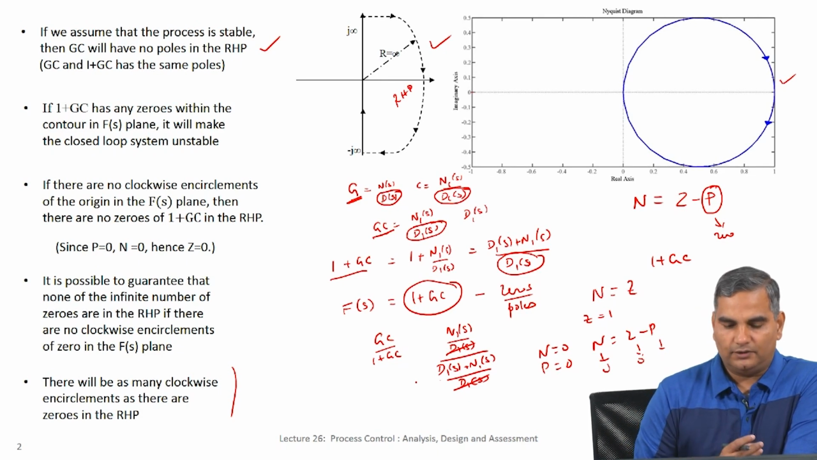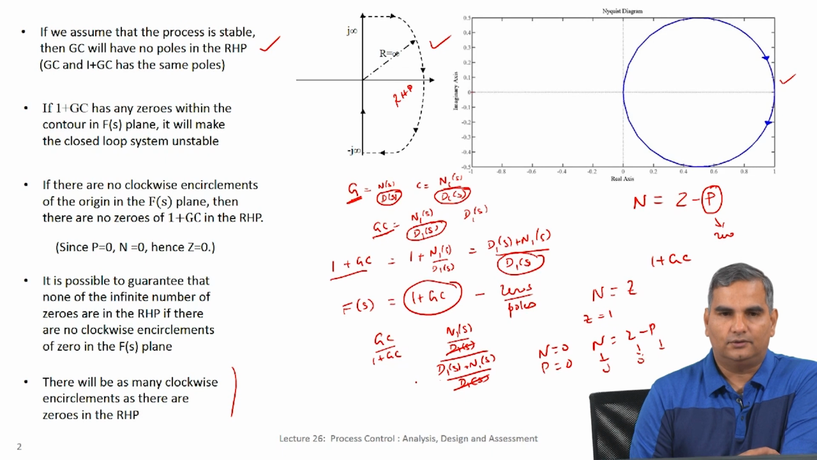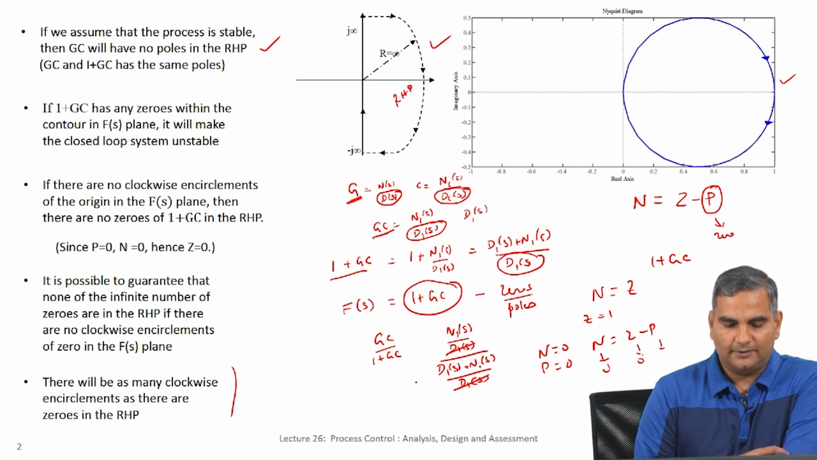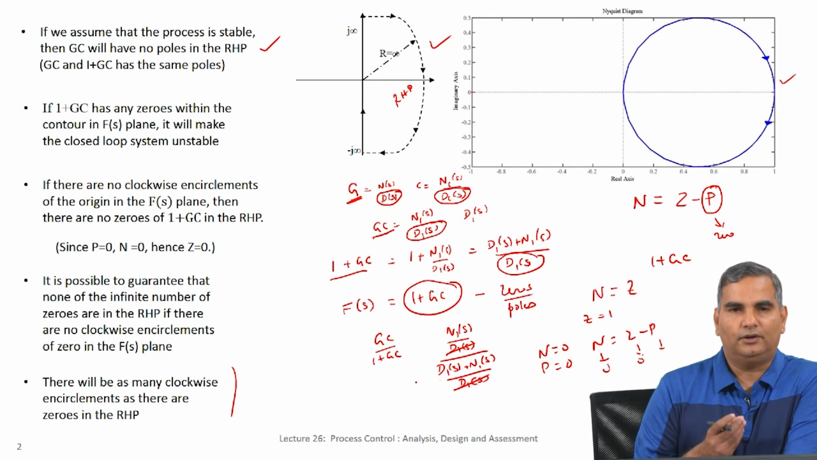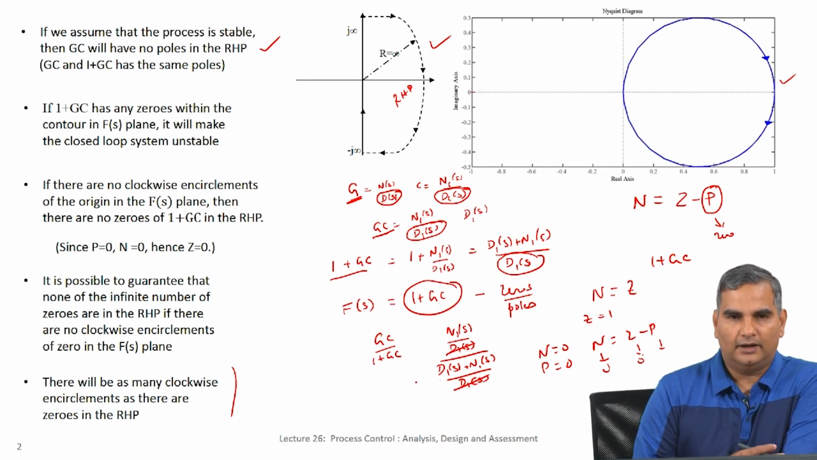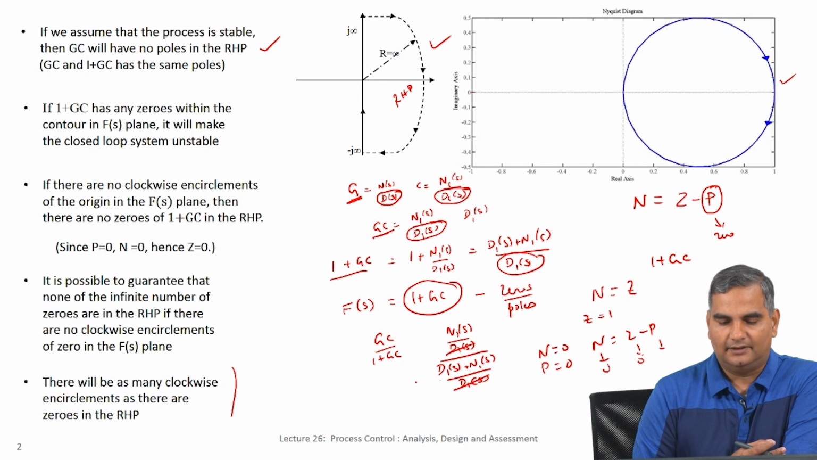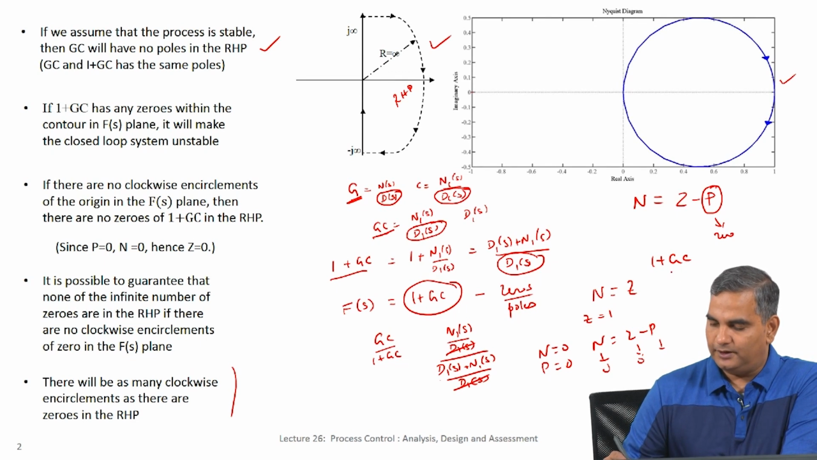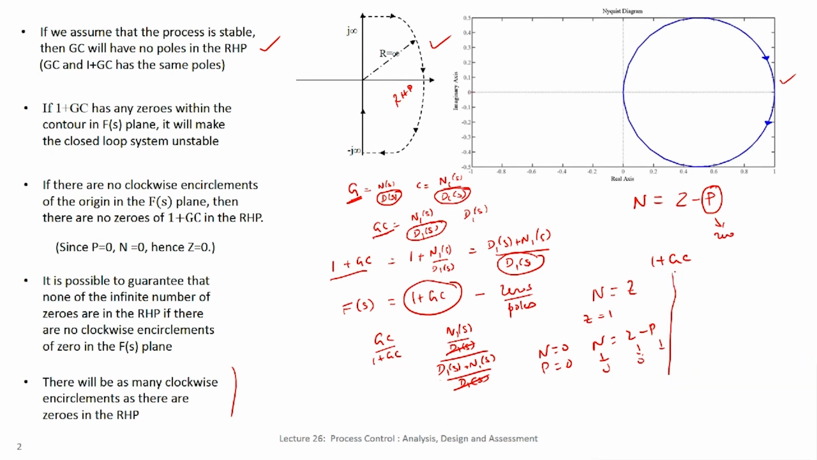But I do not want you to think that this result is restricted to analyzing stable processes. A simple extension is, supposing you know that your process is unstable and you know that your open loop process has, let us say, 2 poles in RHP. Okay. So, let us take that case. Just wanted to kind of explain to you how this result extends to unstable processes also.